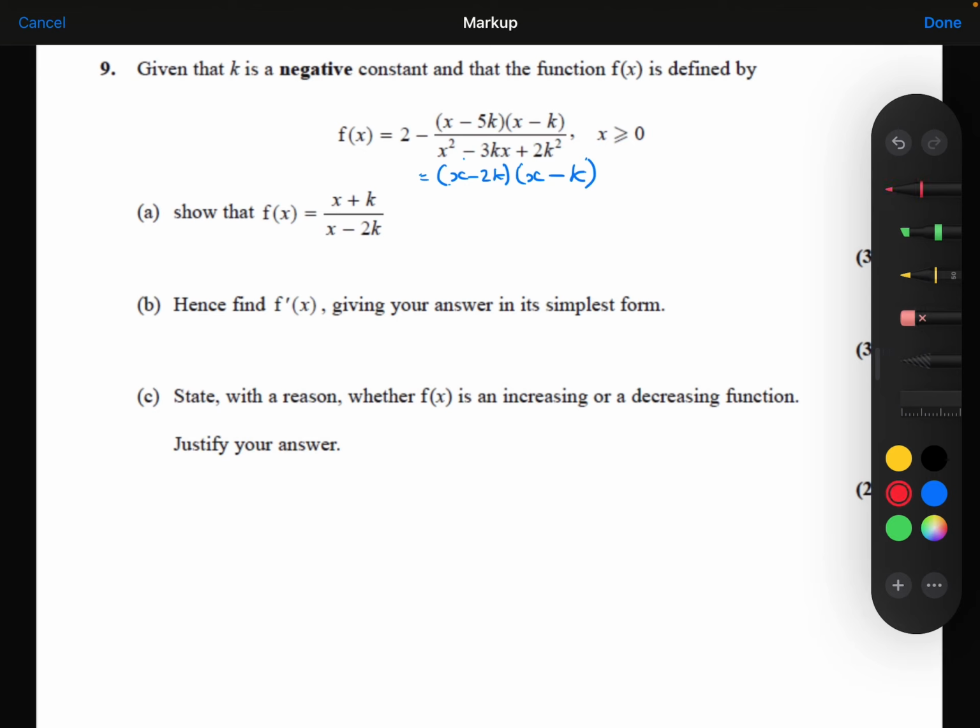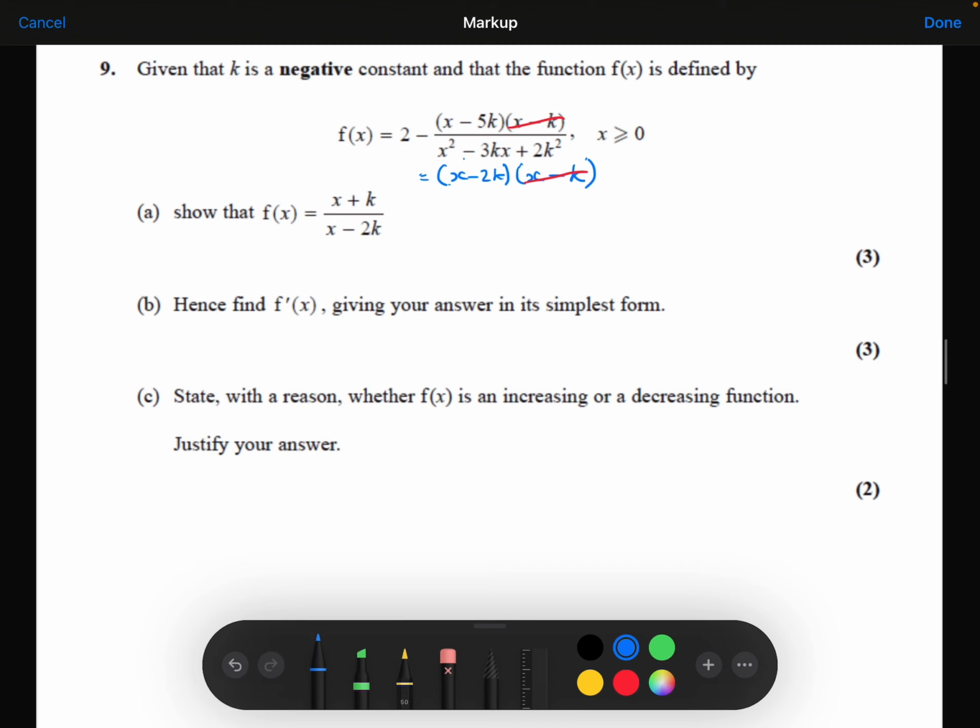And now I can see that the x minus k here and here will cancel out. So I can now say that f of x is equal to 2 minus, so we've still got the x minus 5k on the numerator, and we've still got the x minus 2k on the denominator.